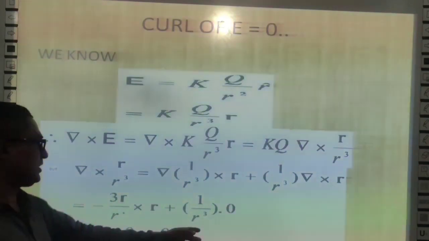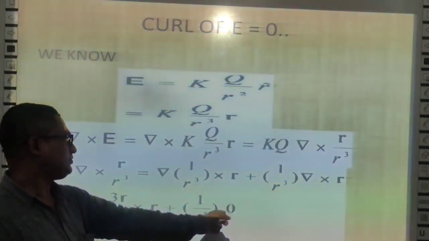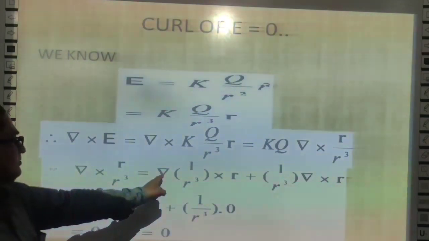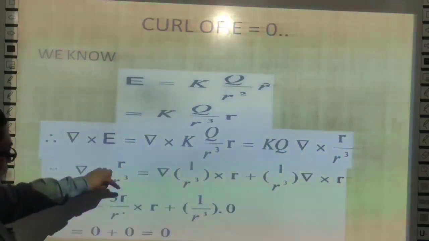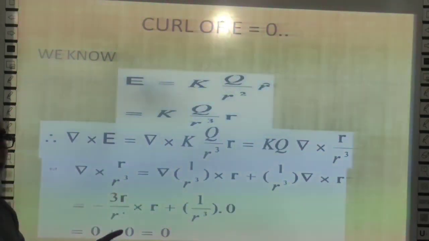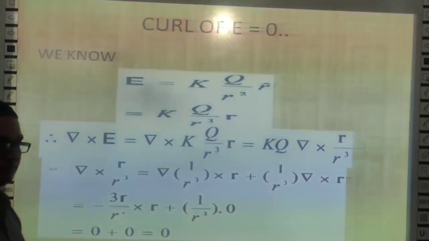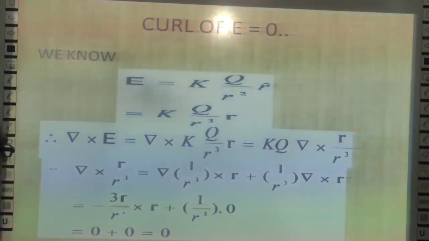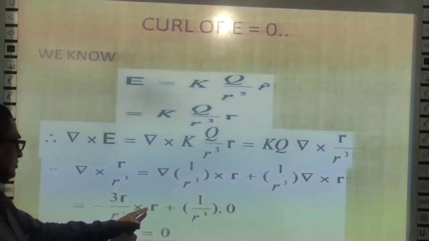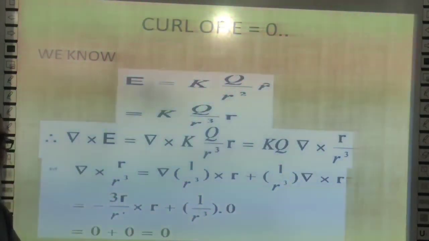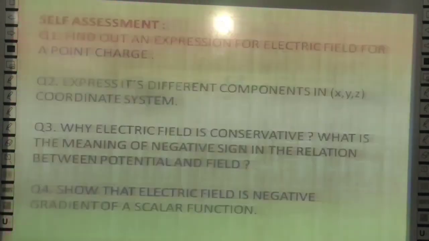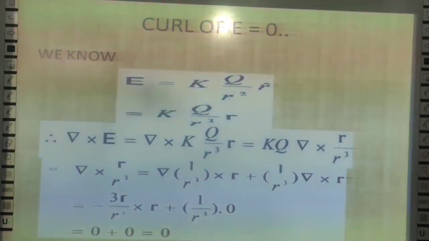Curl of r is 0, and we can prove it, so that term is 0. The gradient of 1 by r cubed is minus 3r by r to the fifth. So we see that there are two vectors, r and r. Since the two vectors are the same, they are parallel, and when we take the cross product of parallel vectors, it gives 0. So this r cross r also gives 0, as well as the other term, which is already 0. So ultimately curl of E is equal to 0. This certainly proves our point that curl of E is equal to 0, and that's how we can prove that the electric field is conservative in nature.